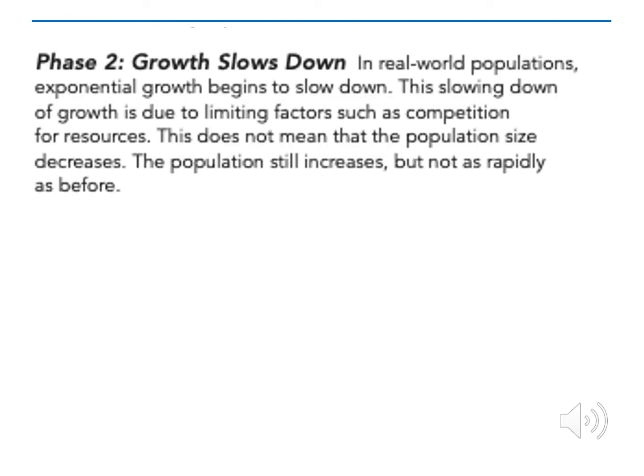Phase 2, growth slows down. In real-world populations, exponential growth begins to slow down. This slowing down of growth is due to limiting factors such as competition for resources. This does not mean that the population size decreases. The population still increases, but not as rapidly as before.